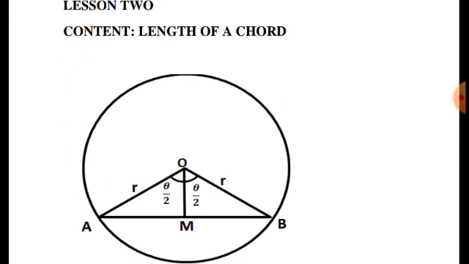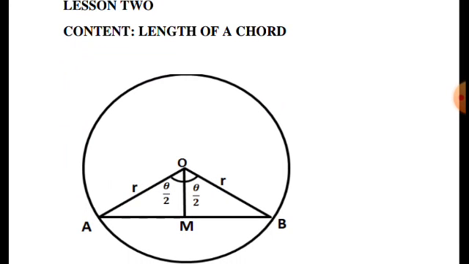Now, AO is one radius, while BO is another radius. And the triangle we have here is triangle AOB with a perpendicular line OM. This OM divides the triangle AOB into two equal parts. Supposing that theta is the angle at the center, now that it has been divided into two, each part is theta over 2, theta over 2.